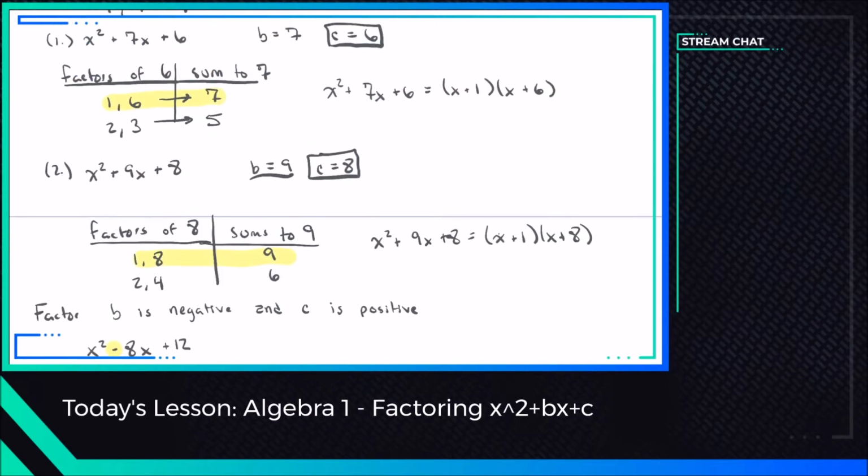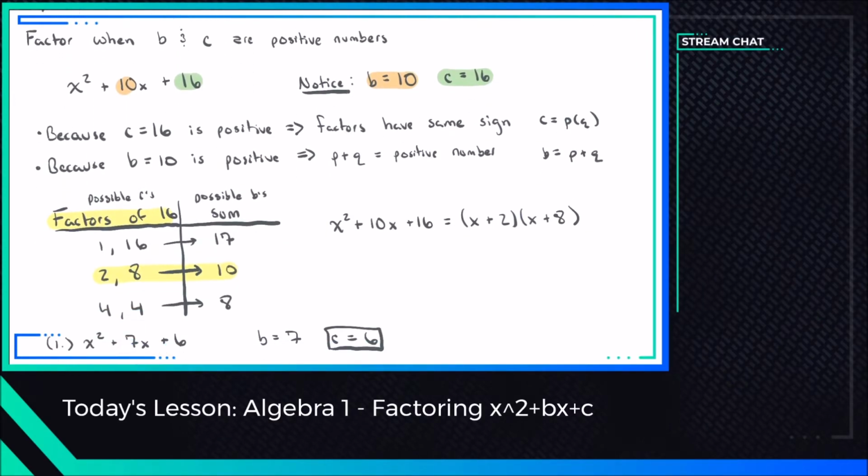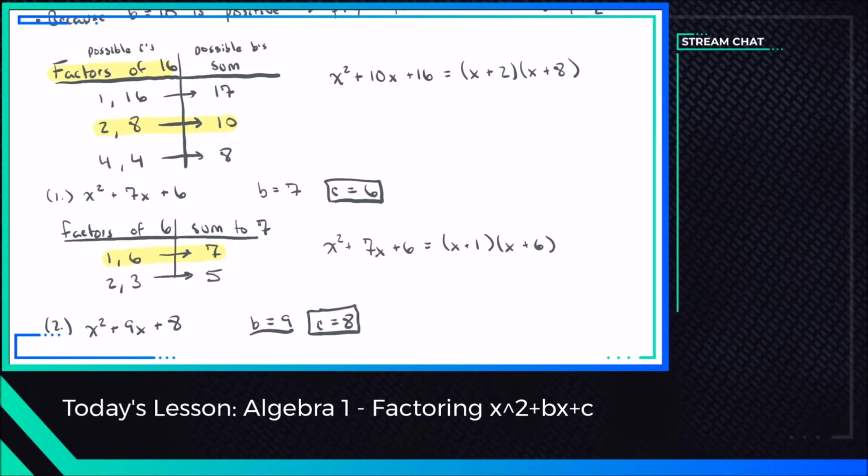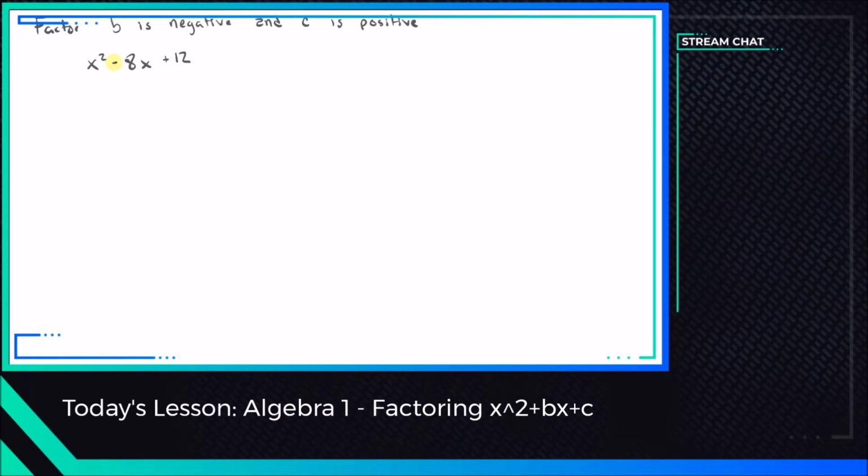So scrolling back up here, if you see a positive sign in front of your b, then you're going to be working with all positive numbers. If you see a negative sign in front of your b, things are going to be a little bit different. So our b is equal to negative 8, and our c is equal to 12. And remember, b is equal to p plus q, and c is equal to p multiplied by q.